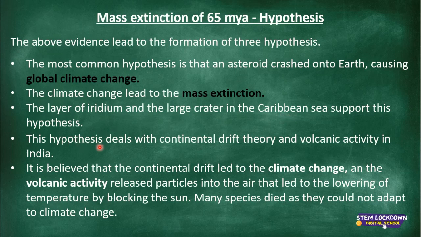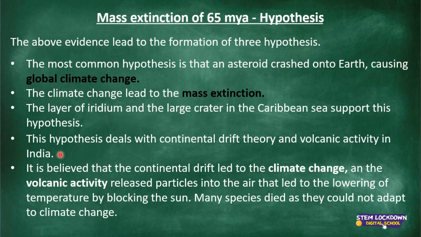So this hypothesis deals with continental drift theory and volcanic activity in India. There was a volcanic eruption in India back then during that time, and it was due to the continental drift. If you can remember, 65 million years ago, we said Gondwanaland broke up into our southern hemisphere continents. That happened 65 million years ago.